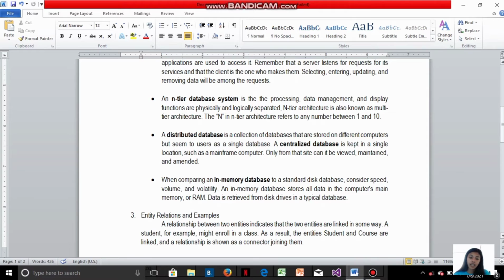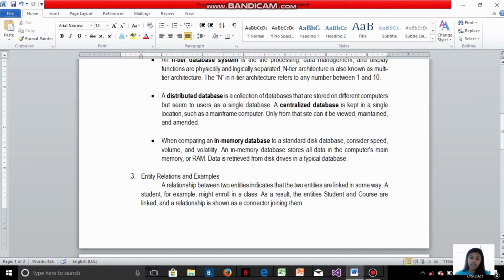So, next is the distributed database and the centralized database. A distributed database is a collection of databases that are stored on different computers but seem to users as a single database. Other than that, the centralized database is kept in a single location such as a mainframe computer. Only from that site can it be viewed, maintained, and amended.